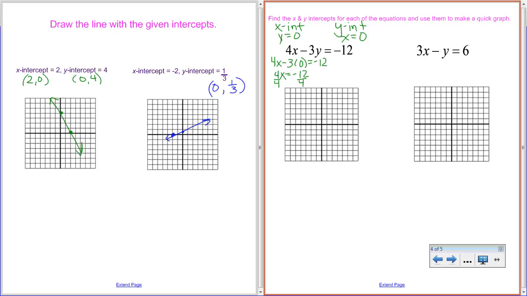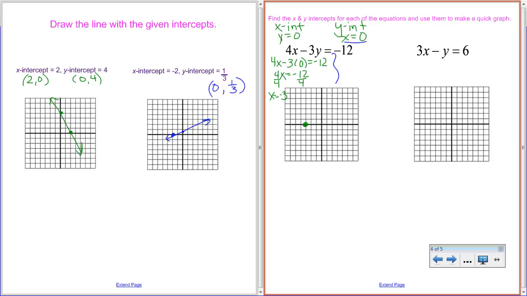Well, I have to find... I can only do one at a time. So my x-intercept now is -3. I'm going to find my y-intercept by making x equal to 0.